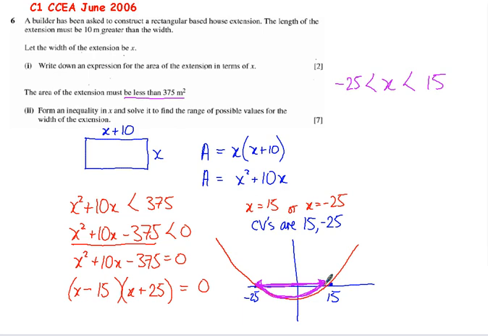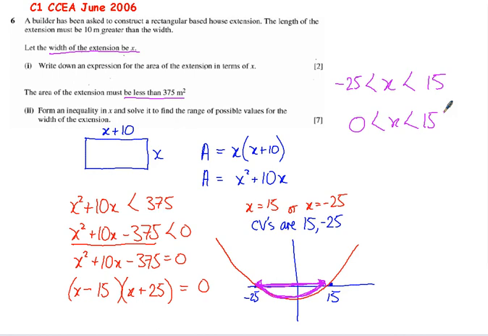The last thing is, we look at our answer here and we say, is this a sensible answer? Does minus 25 to 15 make sense? And we've got to think, well, what does x stand for? Well, x is the width of the extension. And in this case, we're thinking, well, x can't be a negative number. Okay, it can't be negative. So instead of minus 25, we're going to have 0 less than x, which is less than 15.